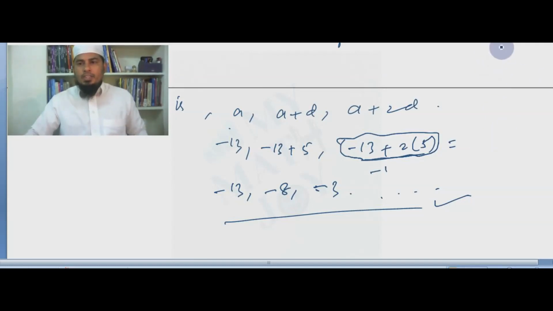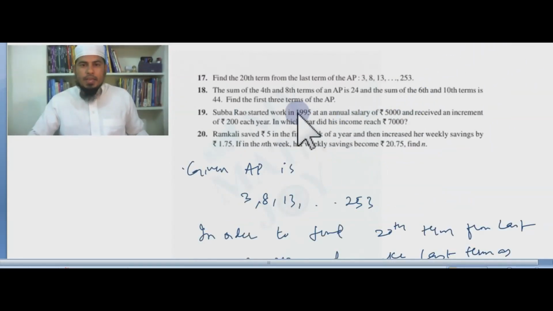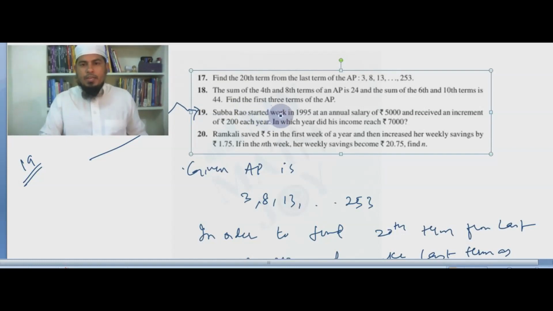Okay, let's proceed. Here are again word problems, and the formula is the same. I just write the given and proceed. The 19th problem: Subbarao started work in 1995 at an annual salary of rupees 5,000 and received an increment of rupees 200 each year. In which year did his income reach 7,000? After how many years is his salary going to become 7,000?